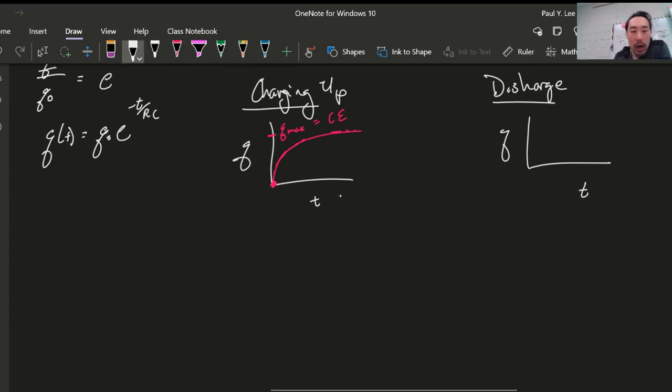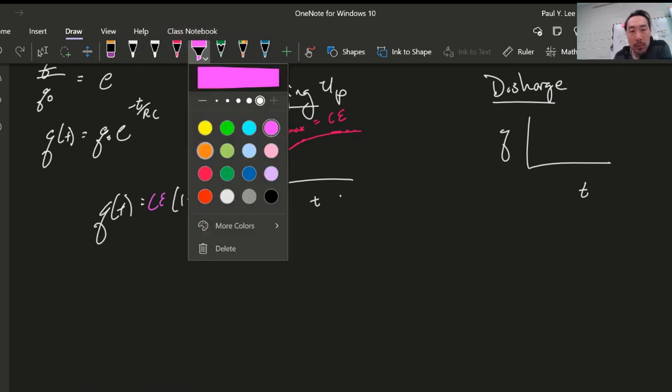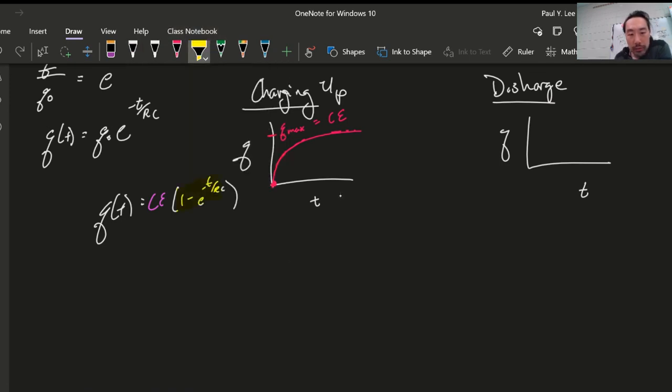So if you remember the formula for the charging up, it gives us Q(t) is equal to C EMF times (1 minus e to the negative t over RC), right? And so the maximum is right there, is the maximum value. Okay, and this concave down shape comes from this middle part of the function right here.